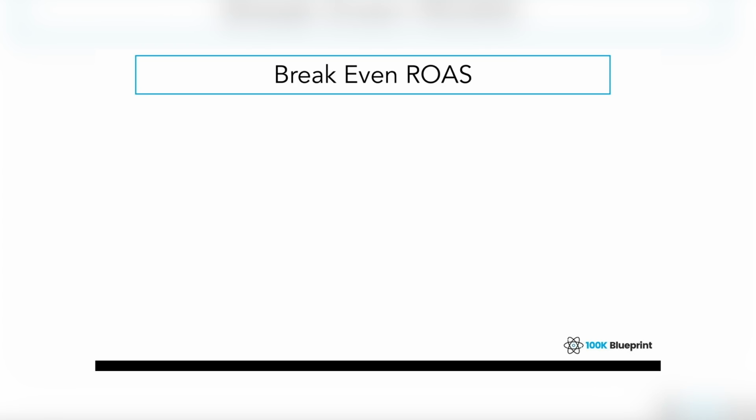Now, before I dive into the actual technicalities, let's talk about break-even ROAS, break-even return on ad spend. When you advertise, you might see 1.0 for your ROAS in Facebook, but it's not necessarily the exact number. To calculate your correct ROAS, you need to take the sale price and divide it by the profit margin.